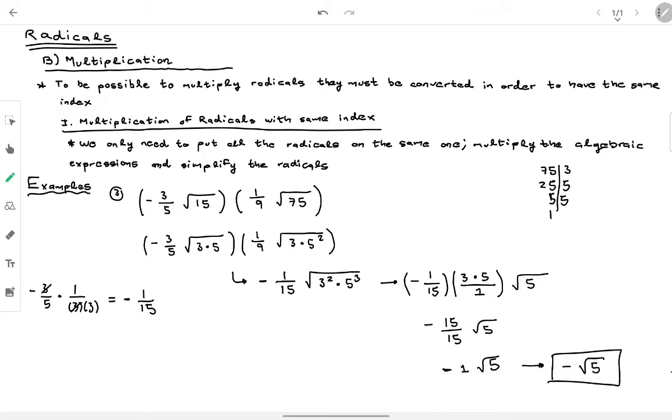So the idea is basically the same. We will multiply the coefficients, we will multiply the roots, and we will take out whatever we can take out of the root, and we will simplify our final answer. So let's see another example.